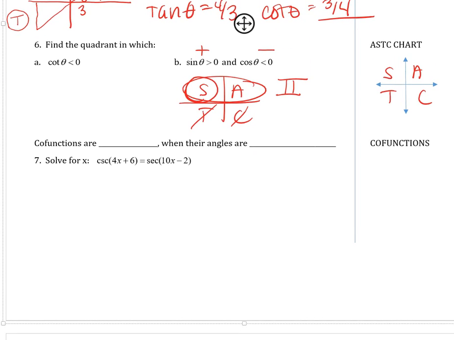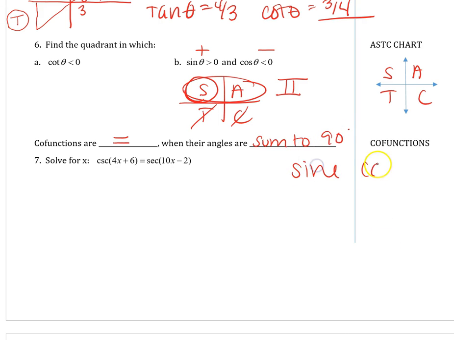Something else that we learned are cofunctions. And what cofunctions are, well, they have equal values when their angles sum to 90. So for example, sine goes with cosine, secant goes with cosecant, and tangent goes with cotangent. So notice the co is repeating.